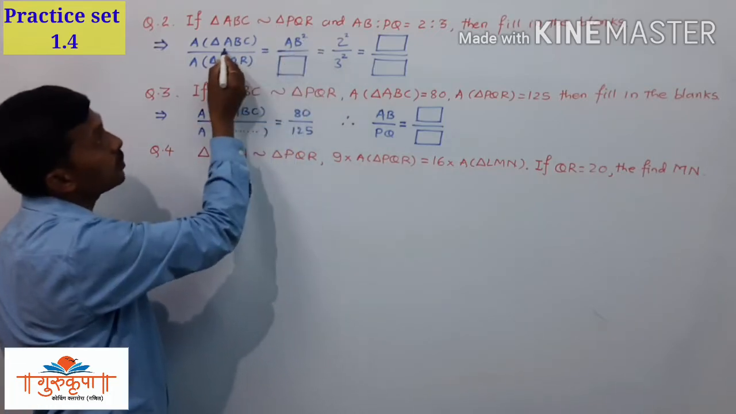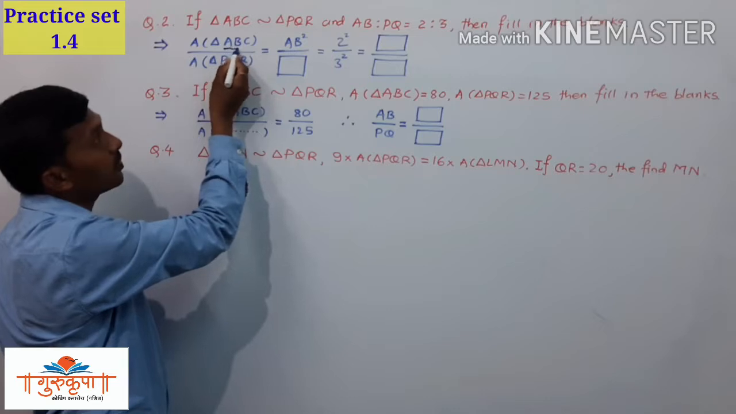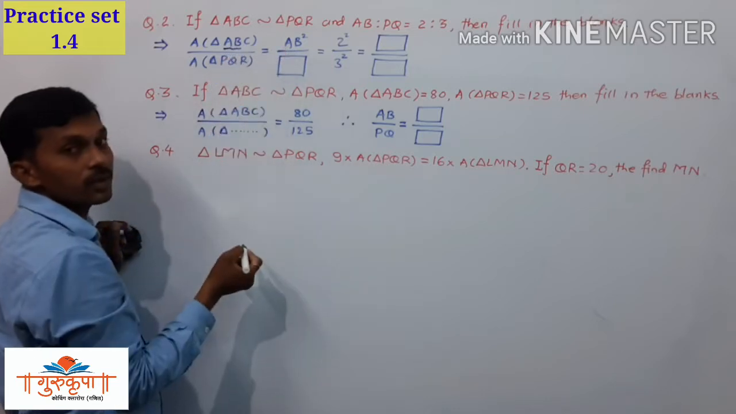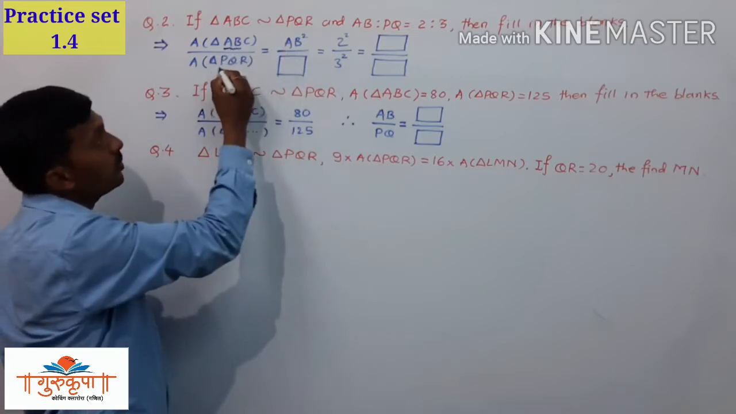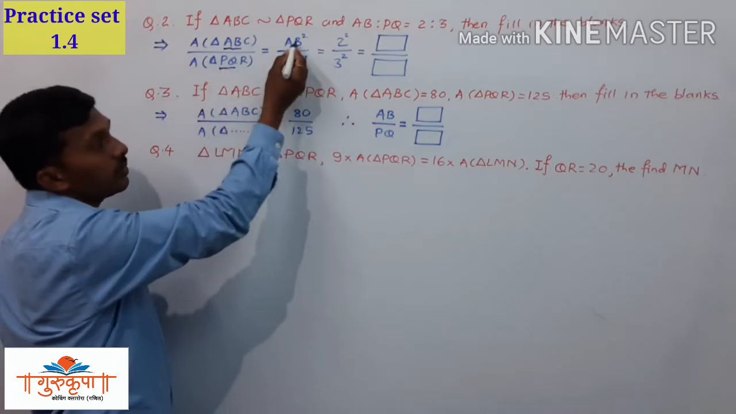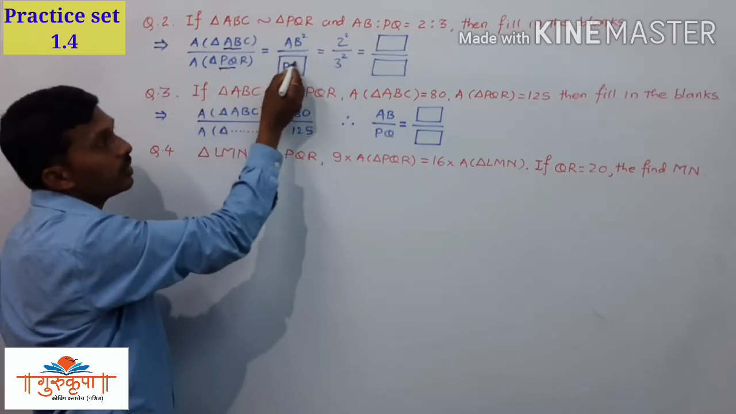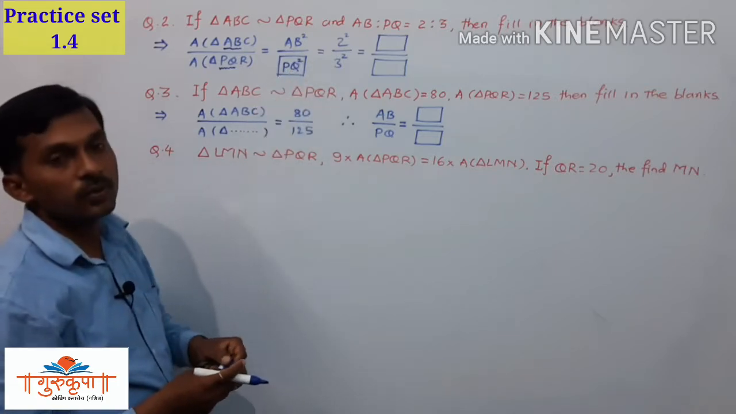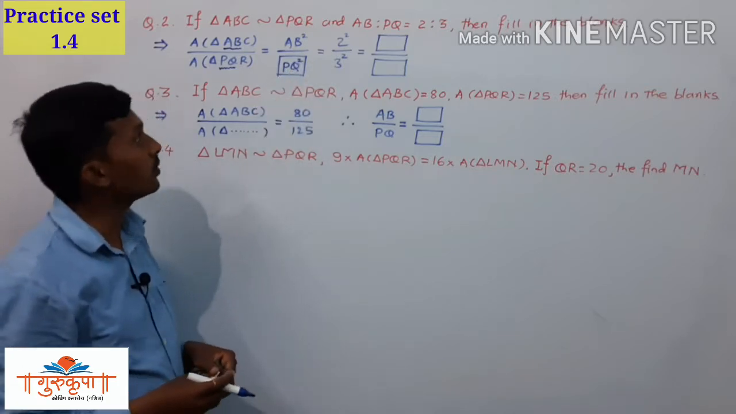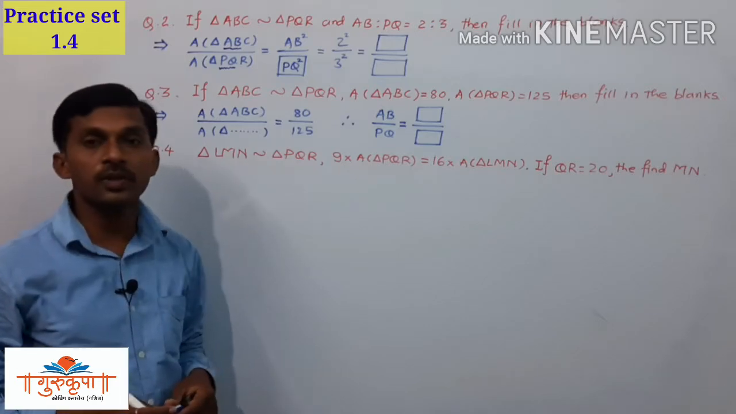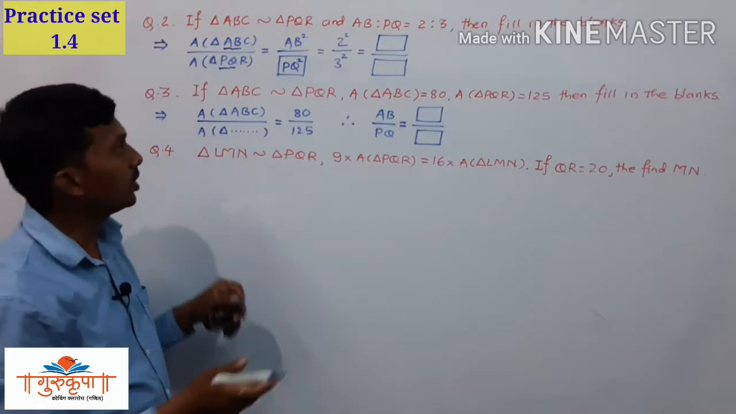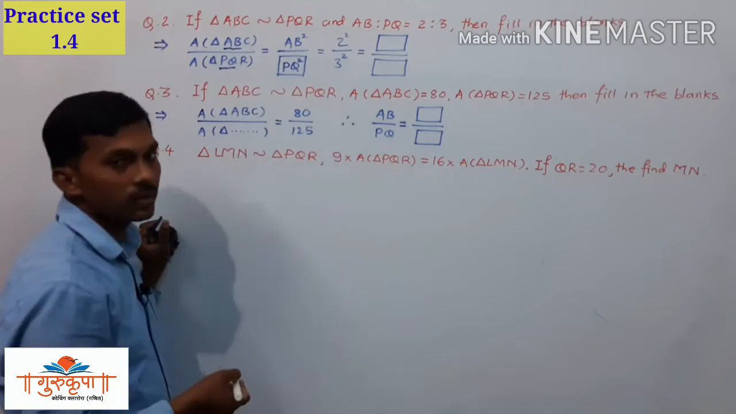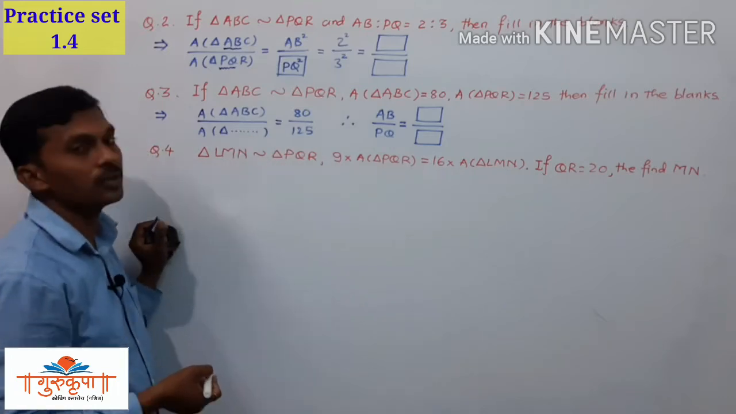So which is the corresponding side of AB? In the numerator we have AB square. So the corresponding side of AB is PQ. Since we have AB square here, we have to write PQ square here. The ratio of the areas of two similar triangles is equal to the square of the ratio of their corresponding sides. So here we write AB square upon PQ square. In the first box we have to write PQ square.